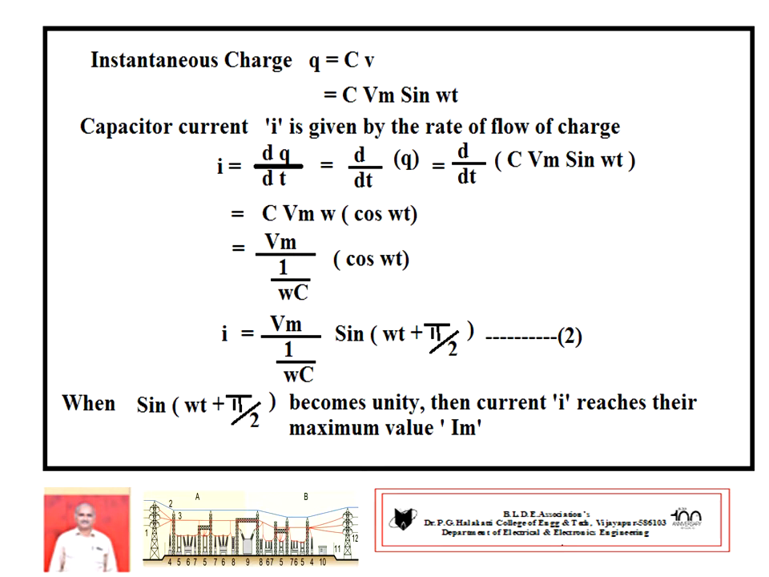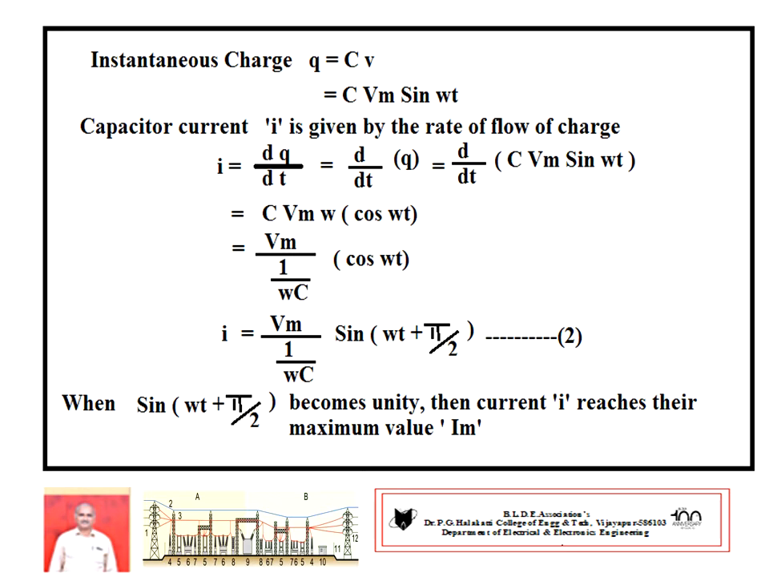So, we have to estimate the capacitor current, that is I. It is given by the rate of flow of charge, that is I equal to dq by dt. This may be written in the mathematical expression d by dt of q, where q is the instantaneous charge. You replace q equal to C into Vm sin omega t. So you can write, C is constant, Vm is constant, differentiation of this gives cos omega t into omega.